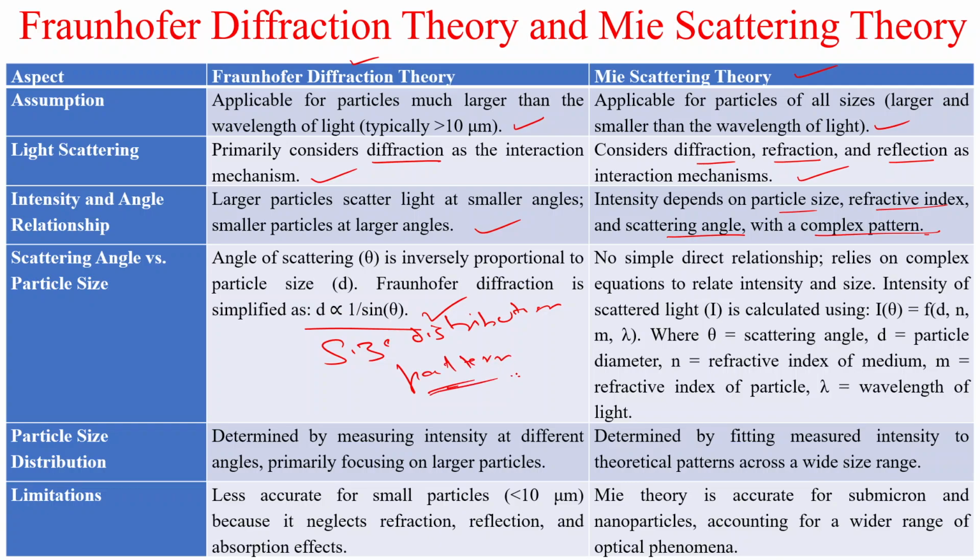And different values will be arrived at. Now there is no simple direct relation; it relies on a complex equation to relate the intensity and the size. The intensity of the scattered light is a function of diameter, refractive index of the medium, reflection of the particle, and the wavelength of the light.